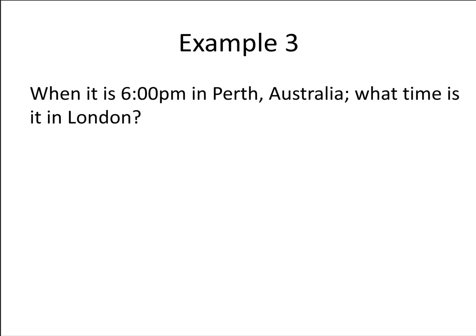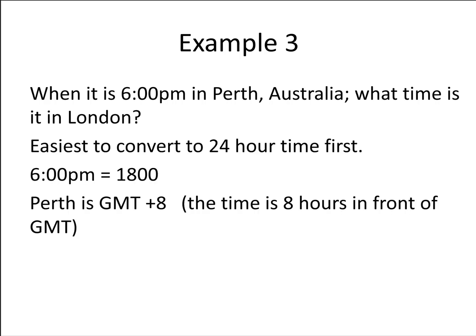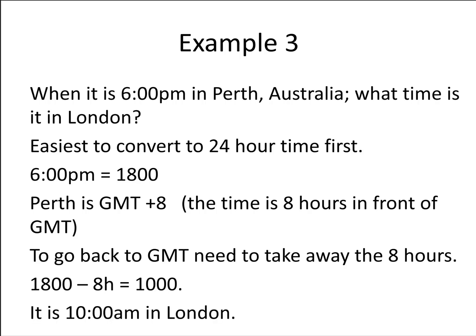Example 3. When it is 6 p.m. in Perth, Australia, what time is it in London? Well, in this question, it is easiest to convert to 24-hour time first. 6 p.m. is the same as 1800. Perth is GMT plus 8. That means it is 8 hours in front of GMT. So to go back to GMT, I need to take away those 8 hours. So I end up with 1800 take 8, which is 1000. My question is in 12-hour time, so I need to answer in 12-hour time, so convert that back to 12-hour time, and it is 10 a.m.